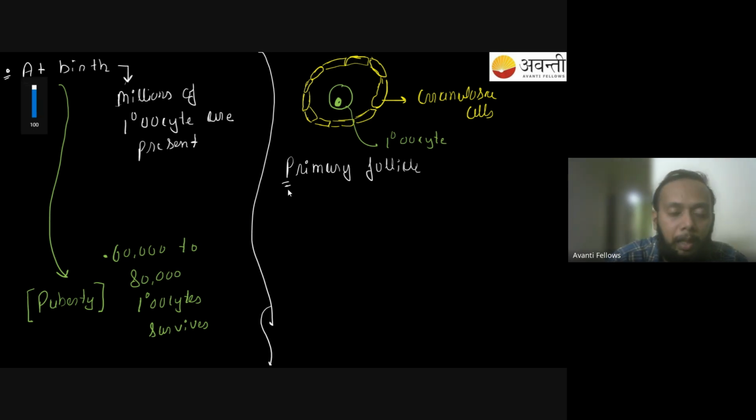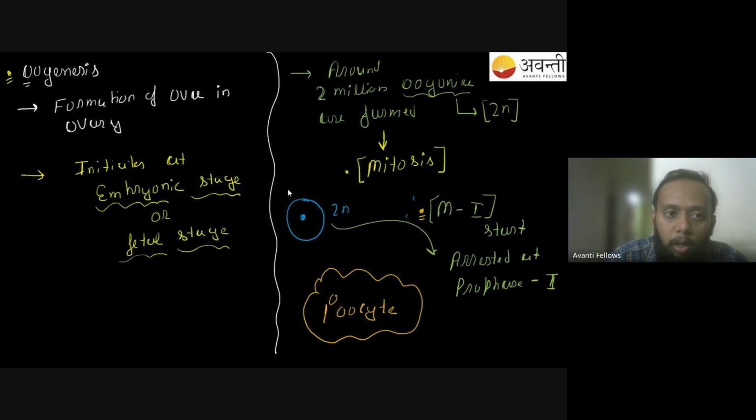See what will be happening? Here we saw that oogenesis is the formation of ova. This will start at the embryonic stage. At the fetal stage, it will start. So when the baby develops, this starts. Around 2 million oogonia are formed via mitosis. Right? Oogonia are always going to be diploid in nature.